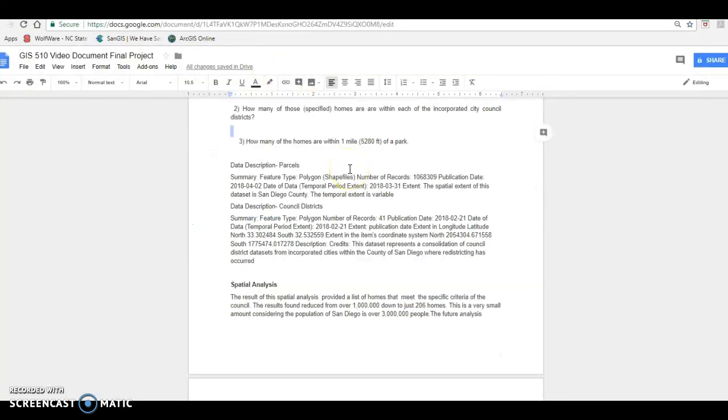Now, as far as spatial analysis, the results of the spatial analysis provided a list of homes that met specific criteria for the council. The results found reduced from over 1 million down to just 206 homes. This is a very small amount considering the population of San Diego is over 1 million.